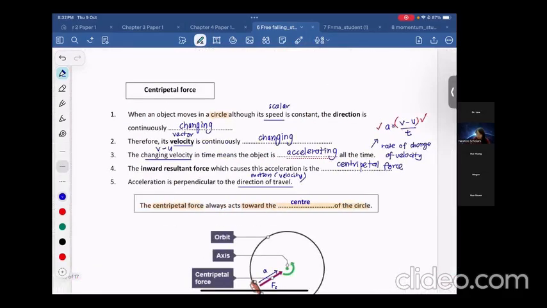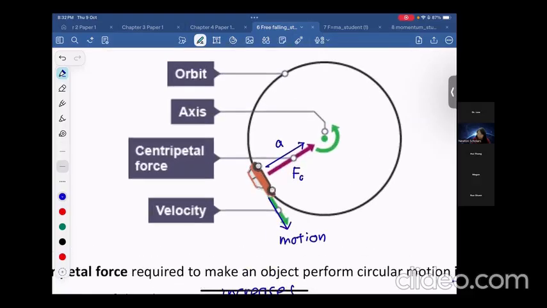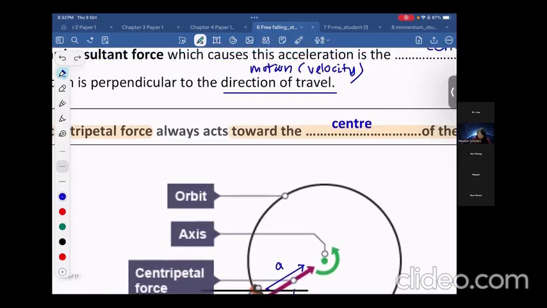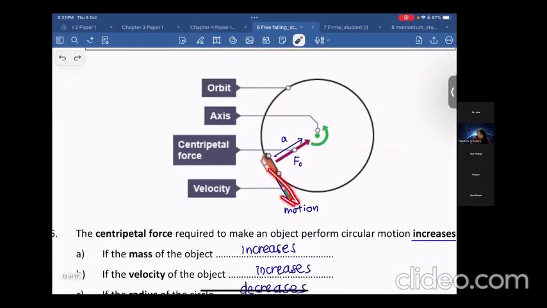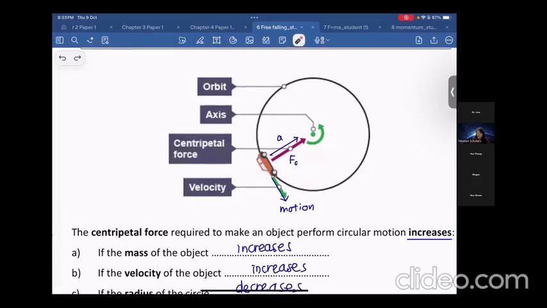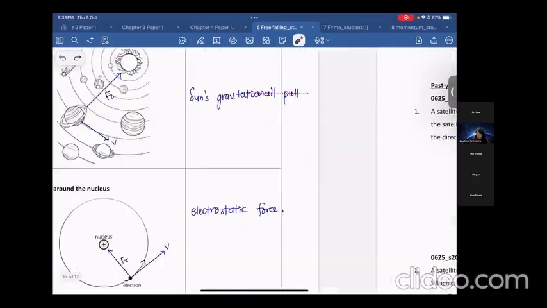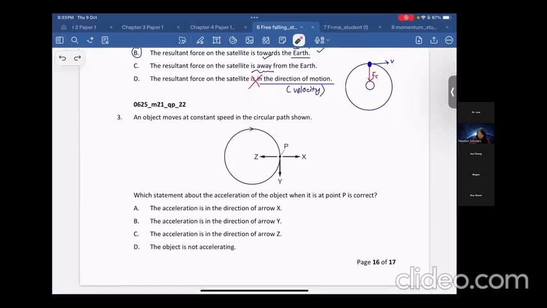Refer to your notes just now. Where is your acceleration? It will always be perpendicular to the direction of the travel. So this is direction of travel. It will be perpendicular. Actually, acceleration is in the same direction as our resultant force. So it will also point towards the center. Okay, so boys and girls here, it should be pointing towards the center, which is C.